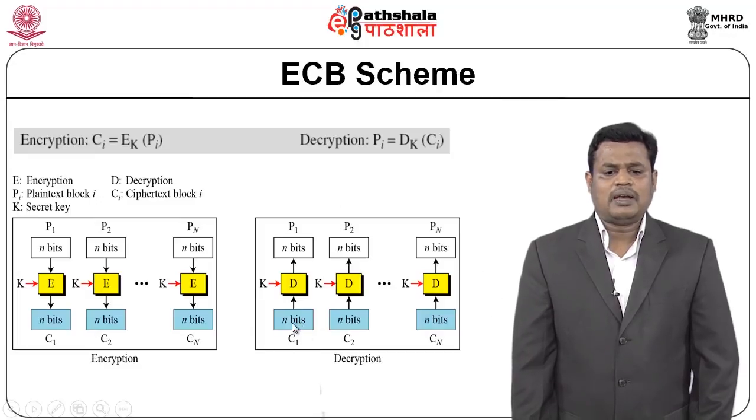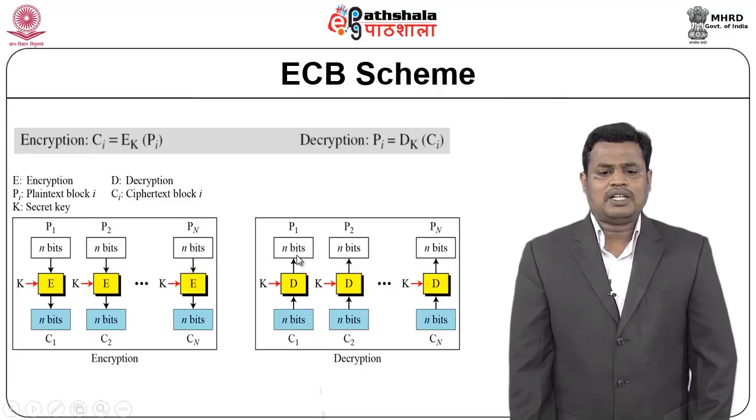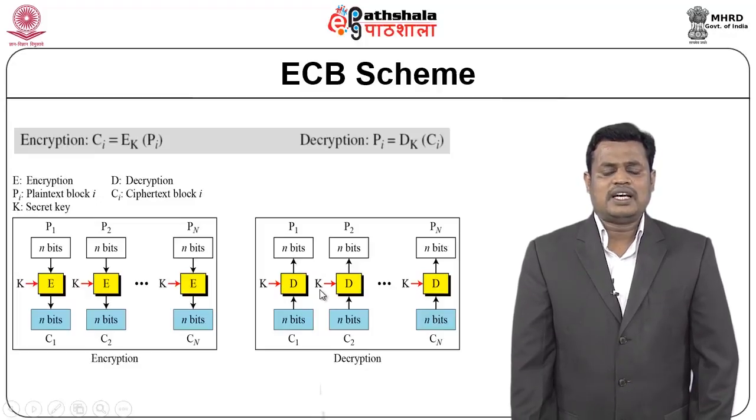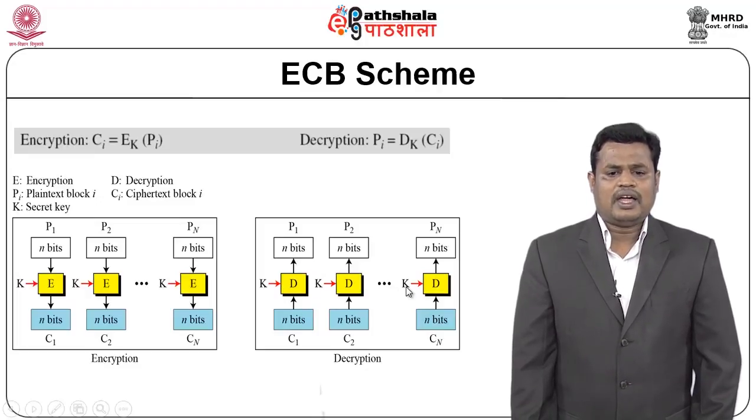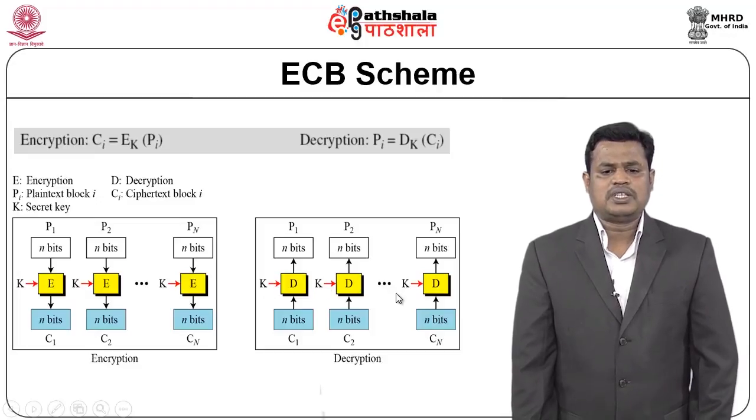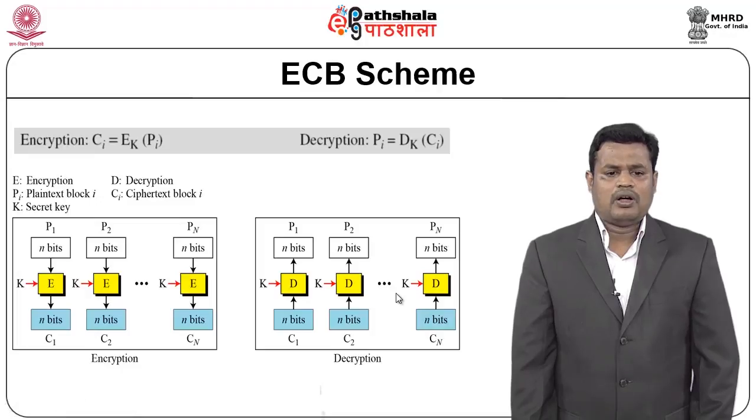Again, it takes n bits as ciphertext and decrypts in the opposite direction, where every block uses the key K. As you can see, all the Ks are the same, that is, they use the same key for all the blocks of the operation.